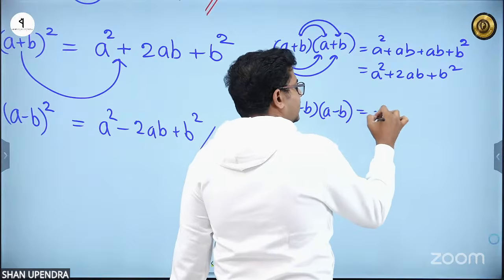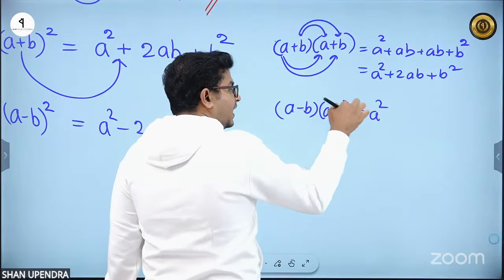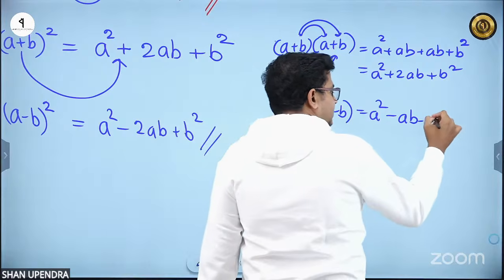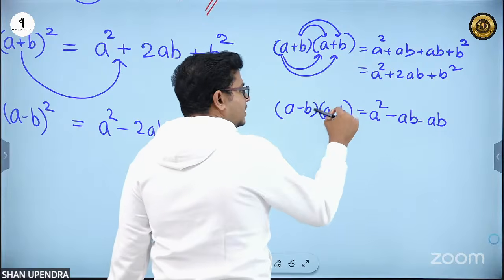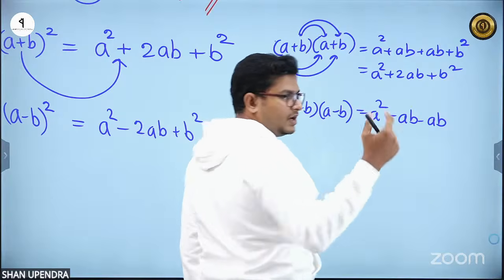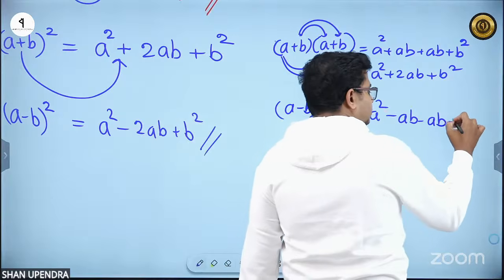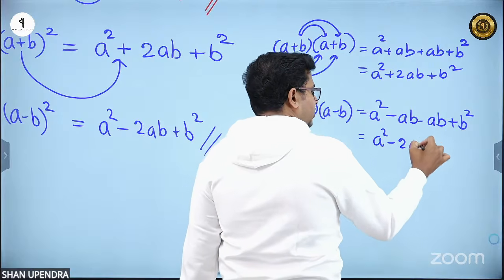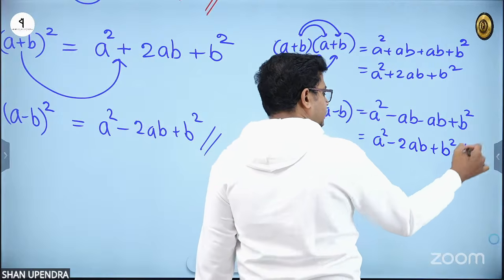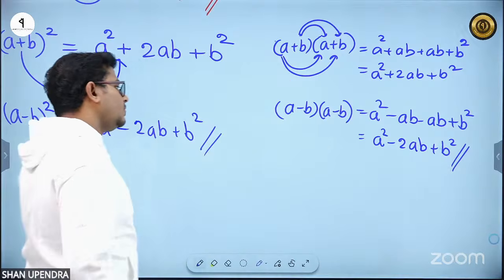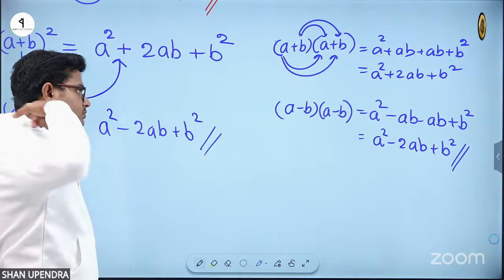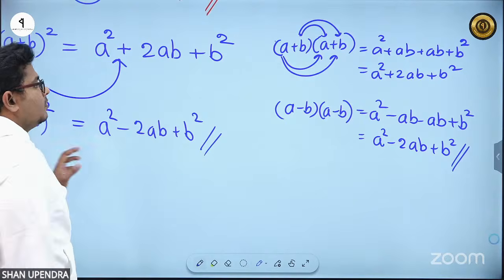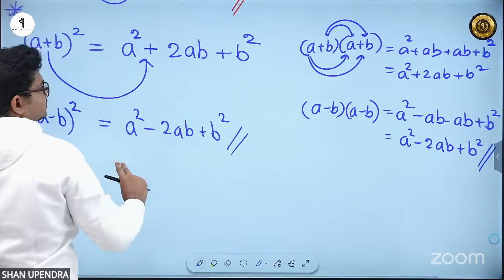You take a squared, then a into minus b is minus ab, minus b into a is again minus ab, then minus b into minus b, you know minus minus product is plus, so plus b squared. So you can write a squared minus 2ab plus b squared. Write down that one. No need to memorize this one, just remember the pattern. Easy.